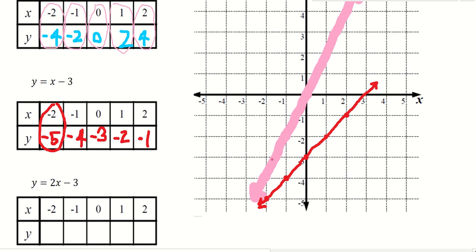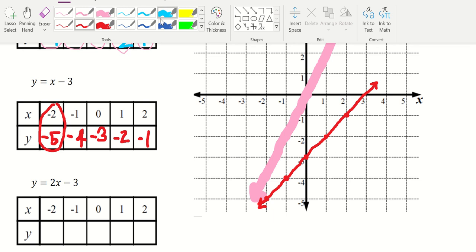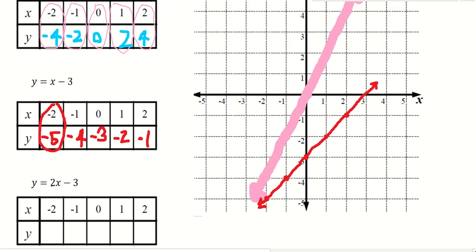Alright, the next one. Here's our rule: 2x take away 3. So times by 2 and then take away 3. Okay, so let me just grab blue. Again, I'm going to start with the bigger numbers just so it's easier. Times 2, take away 3. 2 times 2 is 4. Take away 3 is 1.